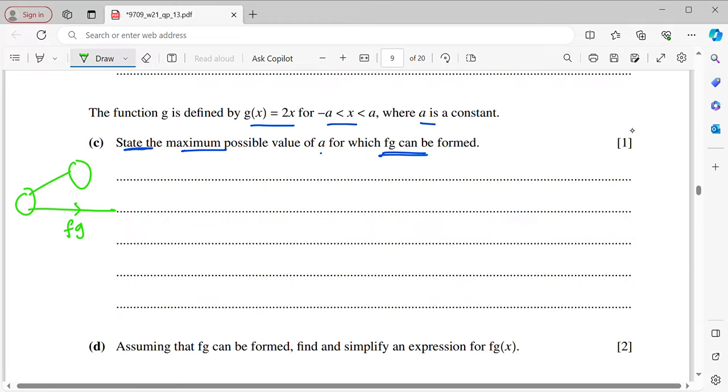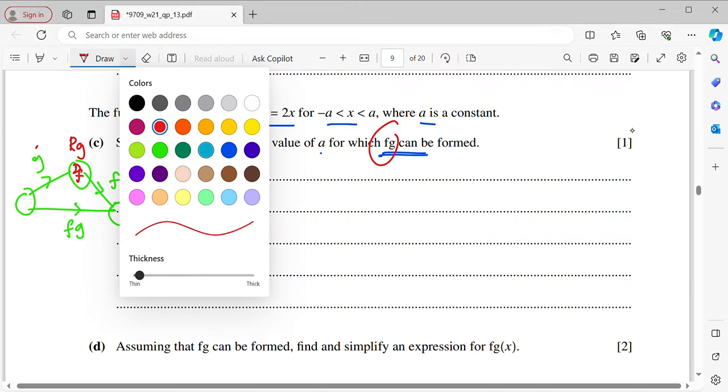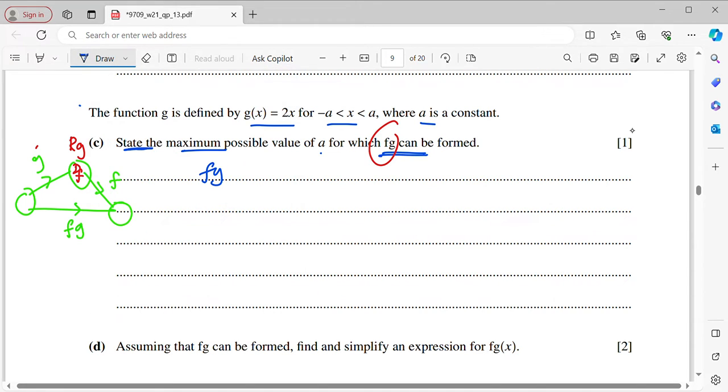So we start with g, then only f, which means from here I know that this is going to be domain f and also range g at the same time. This is range g because we have gone through the g function. At the same time, this is also domain f. So for fg to be defined, the range g will be same as domain f.